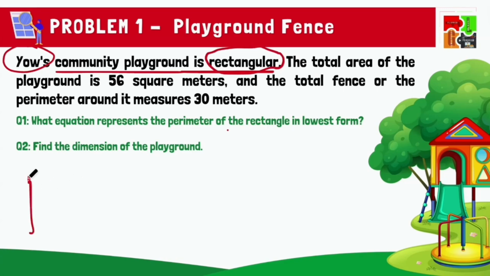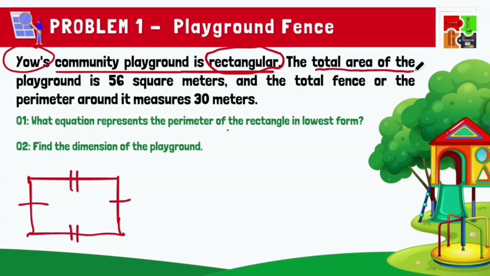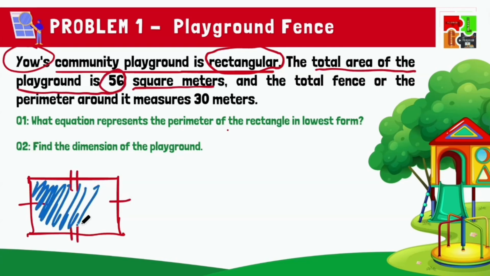Actually, kung mag-drawing ako ng rectangle, ganito yung itsura ng rectangle natin. And we all know that a rectangle has the property that its opposite sides are equal. Meron given dito na total area. The total area of the playground is 56 square meters. Ibig sabihin, yung laki ng playground ni Yo at ng mga ibang bata ay 56 square meters. And the total fence, or the perimeter around it, measures 30 meters.